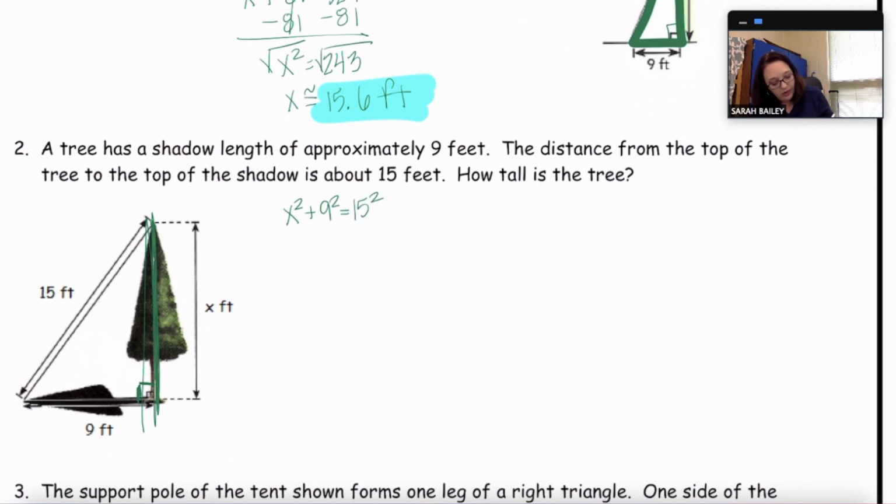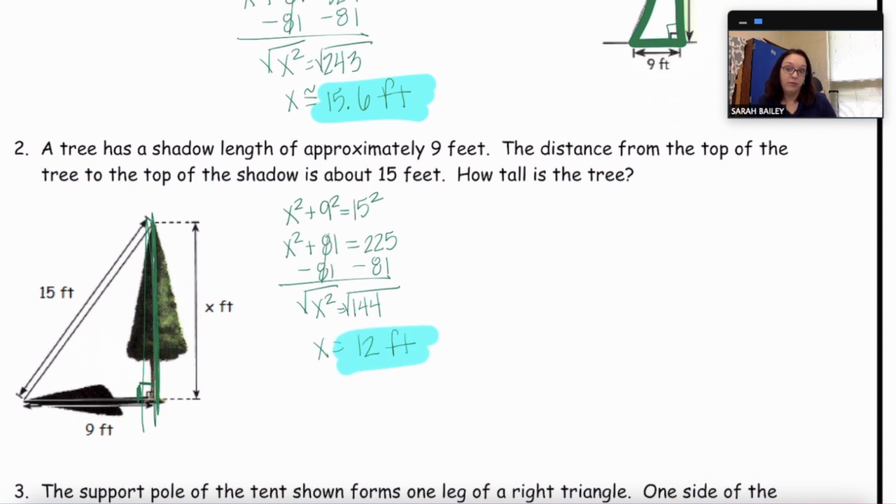All right, and we're going to go ahead and do 9 squared is 81. 15 squared is 225. When you solve for x squared, you're going to start off by subtracting 81 on each side. So I'm going to do 225 minus 81, and I get 144. Then we do the square root of both sides, and we get 12, and this is all in feet. So that tree is 12 feet tall, is what we found here.